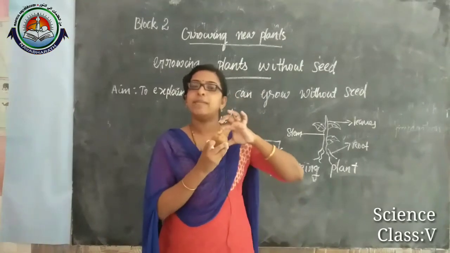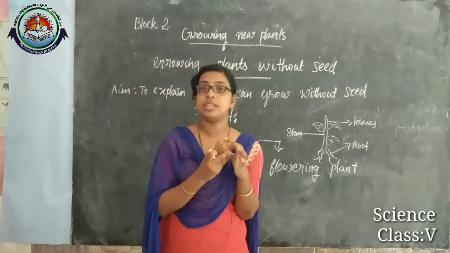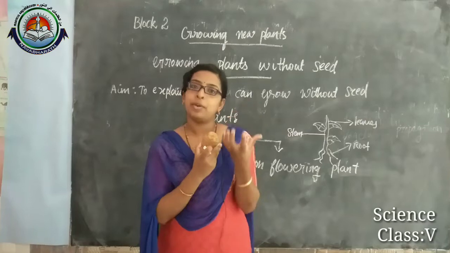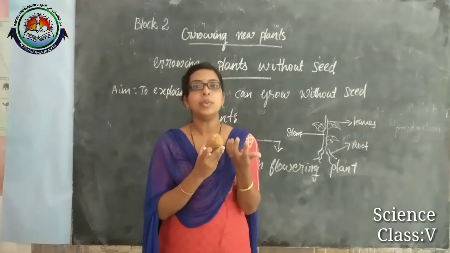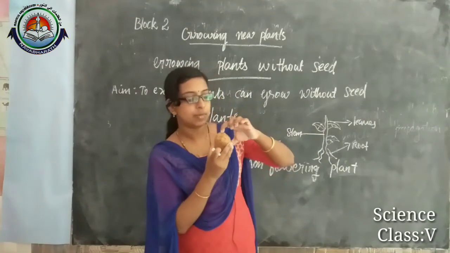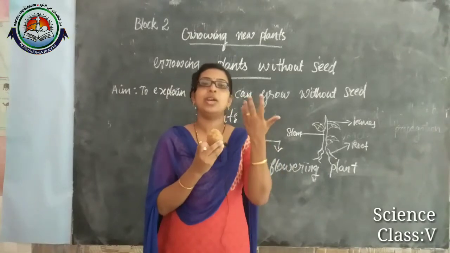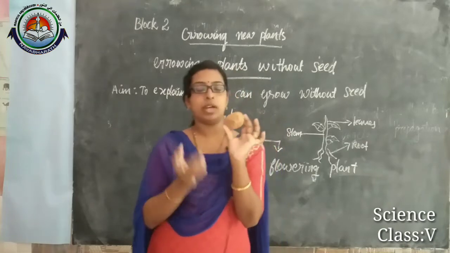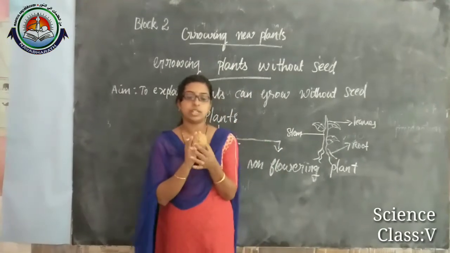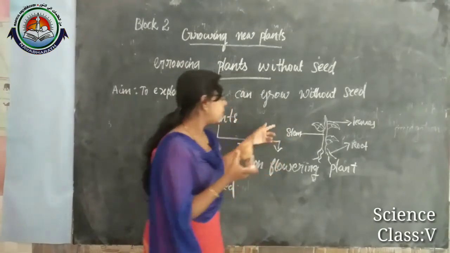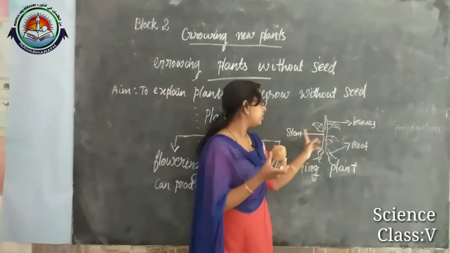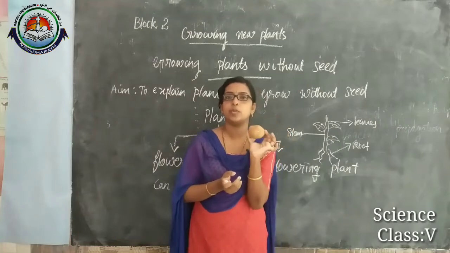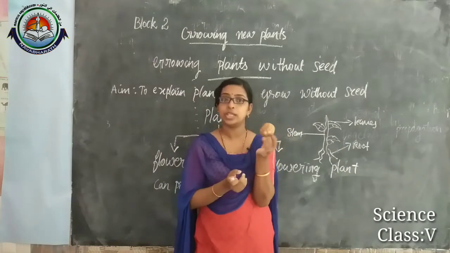This eye or bud has a speciality. What is the speciality? It can produce a new plant. That means these buds or eyes can produce a new plant. Okay, can you say this? If we consider the potato, here I told you that some parts will be there: leaves, stem and root. Which part will it be for a potato plant? Can you say?